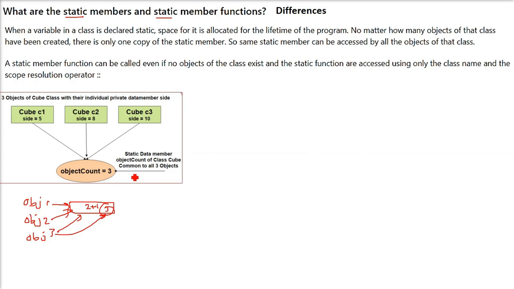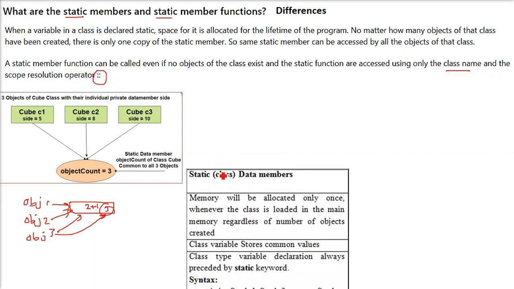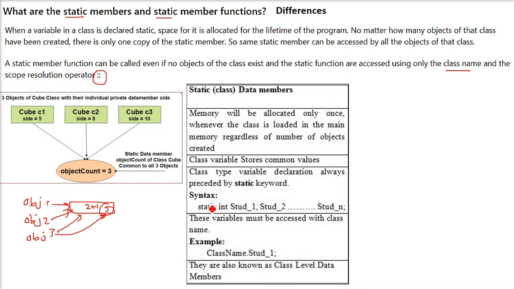This can be called even if you are not making an object of the class. That is, the static functions are accessed using the class name and the scope resolution operator, which is nothing but the double colon. Okay, let us see them one by one again, the differences.